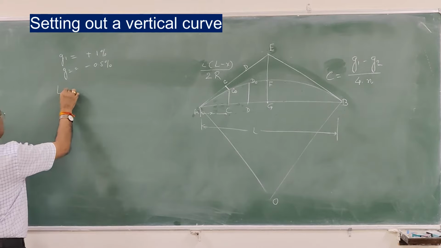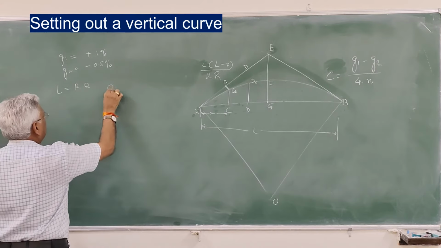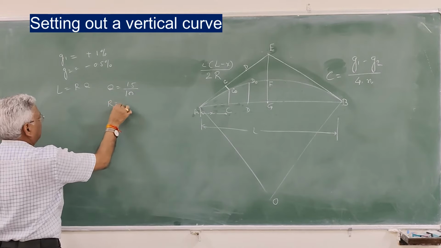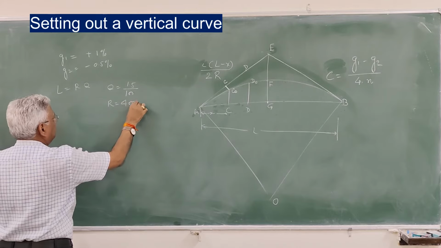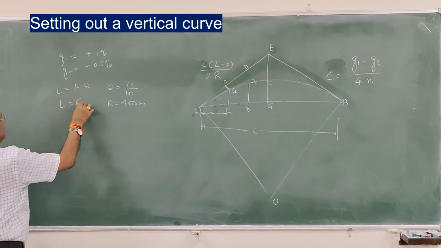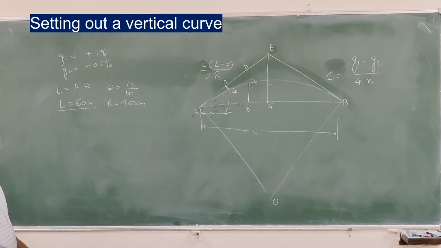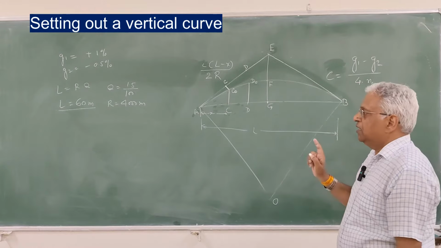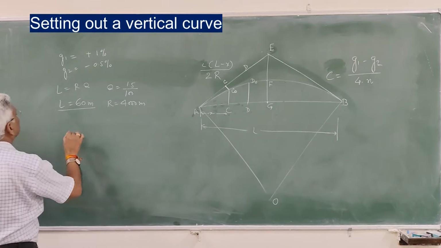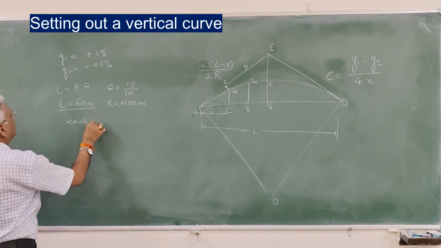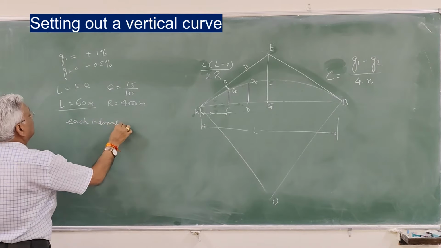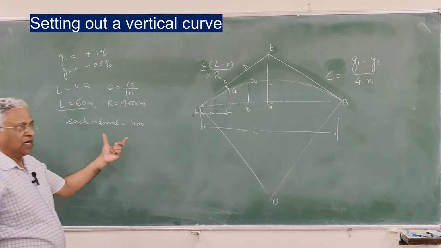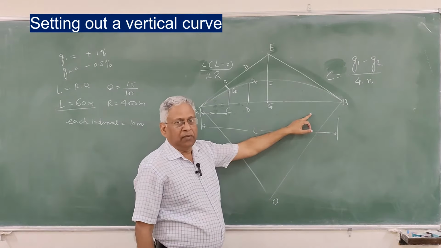So length of the curve is R into Q. Q is 1.5 upon 100. R for a group A line is 4000 meter, and therefore L is 60 meter. That is the total length A to B. Length of the vertical curve is 60 meter. Let us divide this into 6 parts. So each interval is now 10 meter. Now let me first try with the chord deflection method.